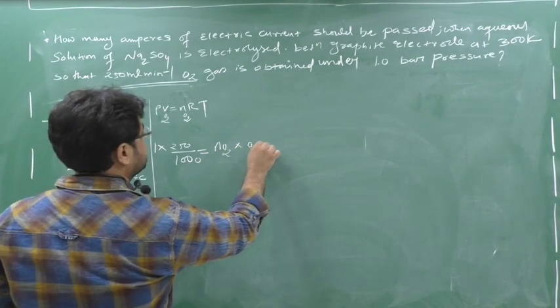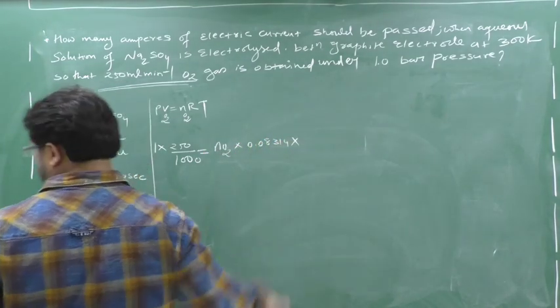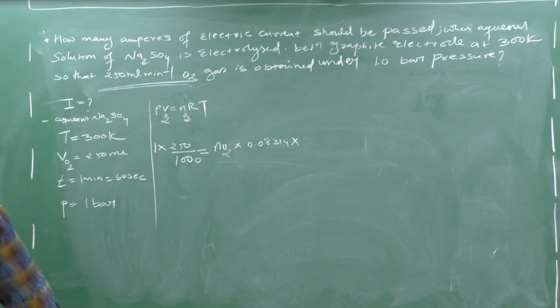R means 0.08314. Yes or no? And I told you, whenever you are solving the problem, please solve the problem by taking of electrochemistry.